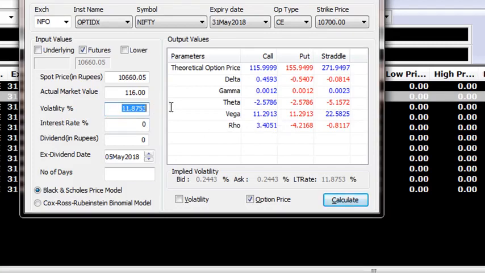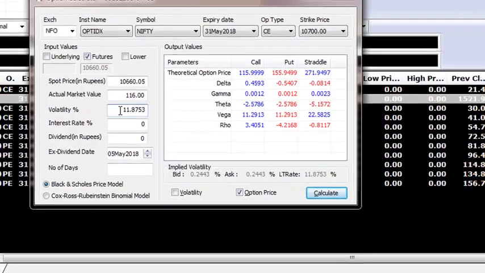So what is volatility? Volatility is 11.8753. So this is the easiest way you can verify if the delta is good enough for trading, or if volatility is good enough for trading on that particular day or not.